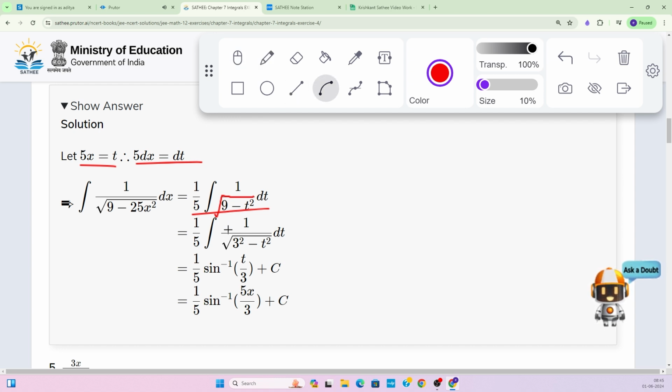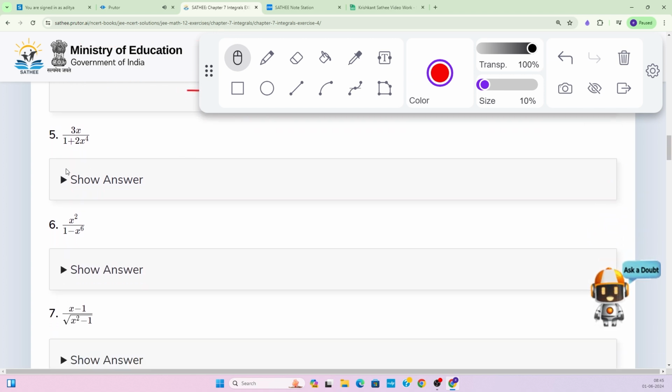Now 9 can be rewritten as 3 square, and t square is already there. Now this is of the form what? Integration of 1 by root a square minus x square, and we know the direct integration will be sine inverse of x by a, which is t by 3. Now t is what? 5x. So substitute back your value of t in terms of x, and you will get your final answer.